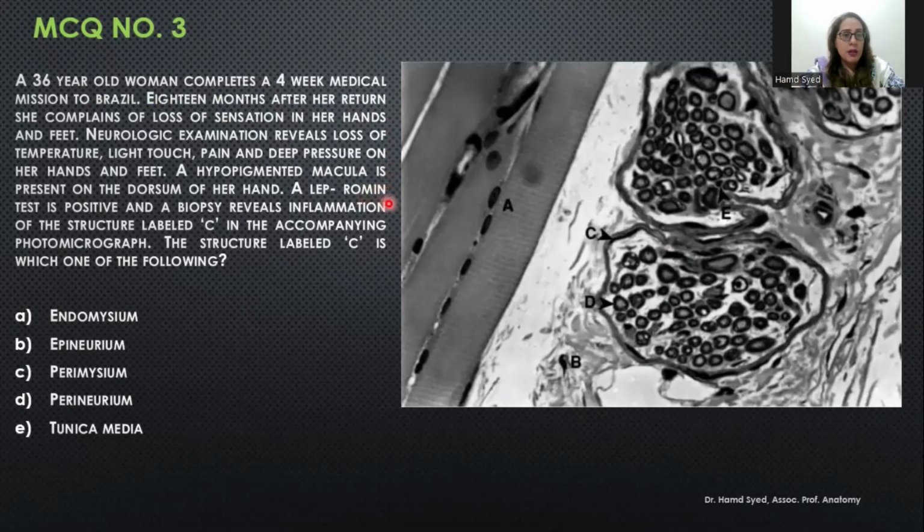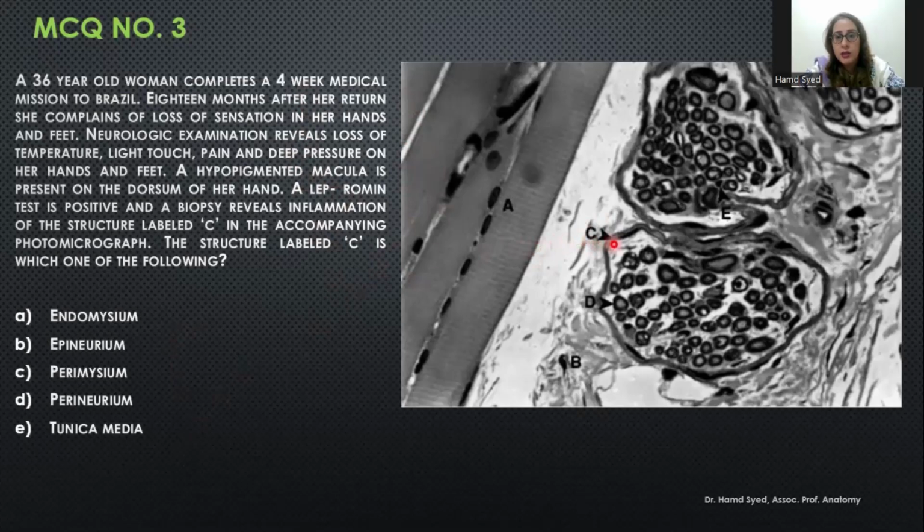A lepromin test is performed and is positive, and a biopsy reveals inflammation of the structure which has been labeled C in the accompanying photomicrograph. So the structure labeled C is which one of the following? Now, first we have to understand the scenario that she has distal anesthesia, and since she has come back from a vacation and her lepromin test is positive, this is a case of leprosy. And in this case, the distal anesthesia occurs because of perineural inflammation.